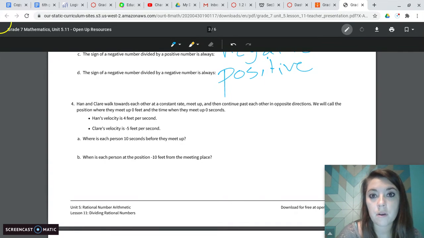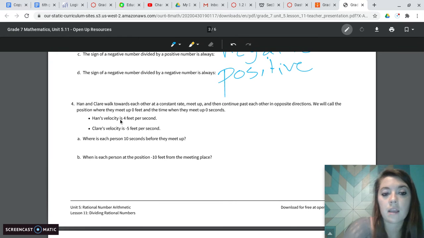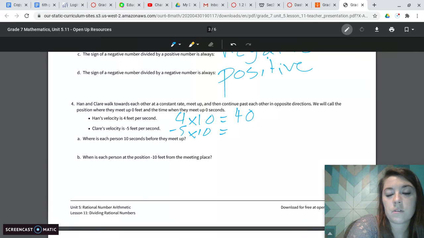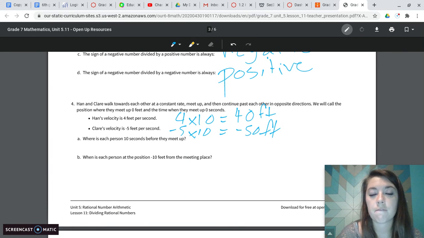So remember, just like we were doing in a previous lesson where we had the cars, we took the velocity times the time. We're going to take 4 times 10, which is going to give us 40, and negative 5 times 10, which will give us negative 50. So Han is at 40 feet. Claire is at 50 feet at 10 seconds before they meet up.